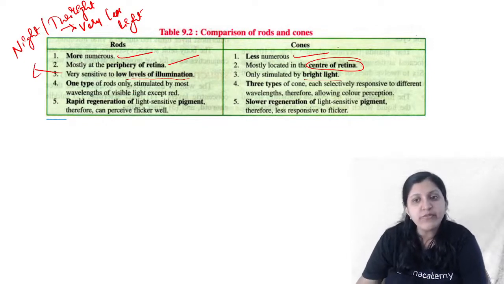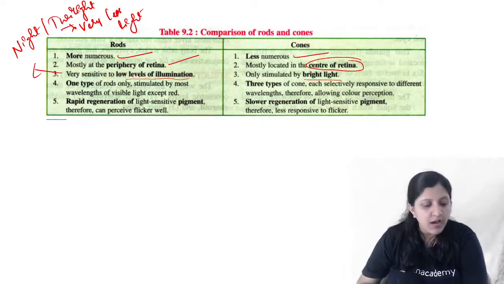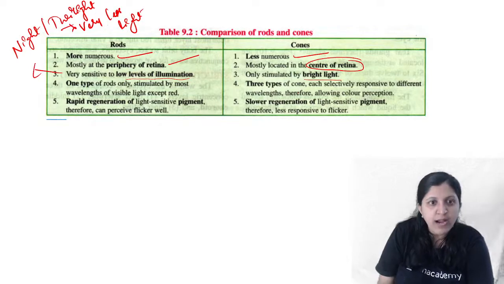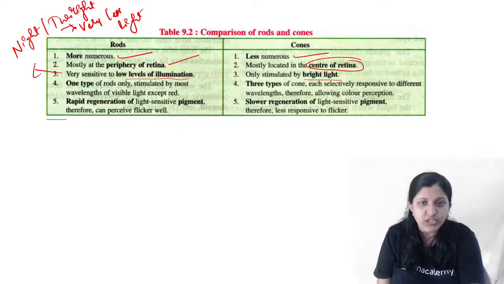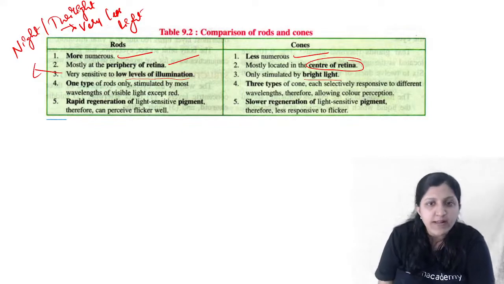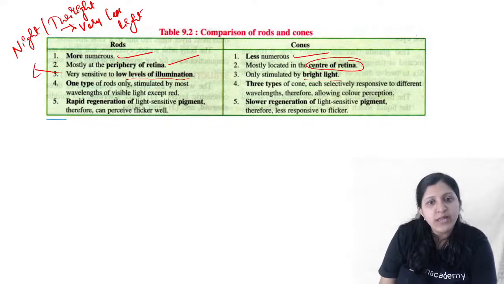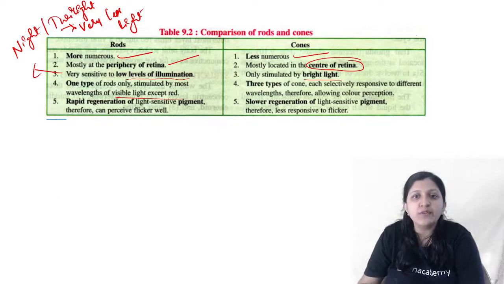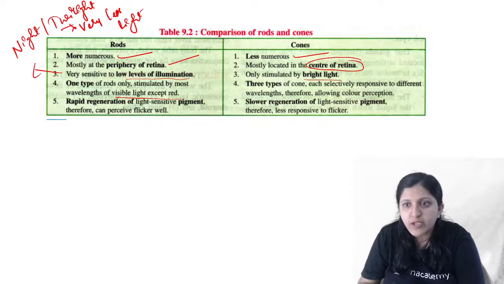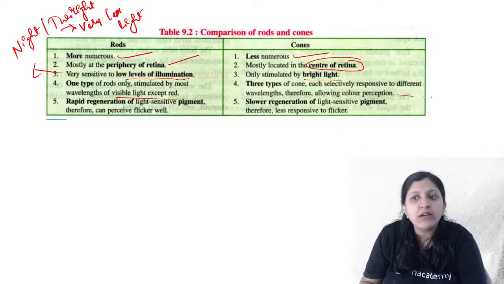Cones, when we mention them, give us the colored vision. One type of rod only we can find, so there is no differentiation. It is stimulated by most of visible light except the red. Then in cones, we can find three types, each selectively responsive to different wavelengths, therefore allowing color perception.